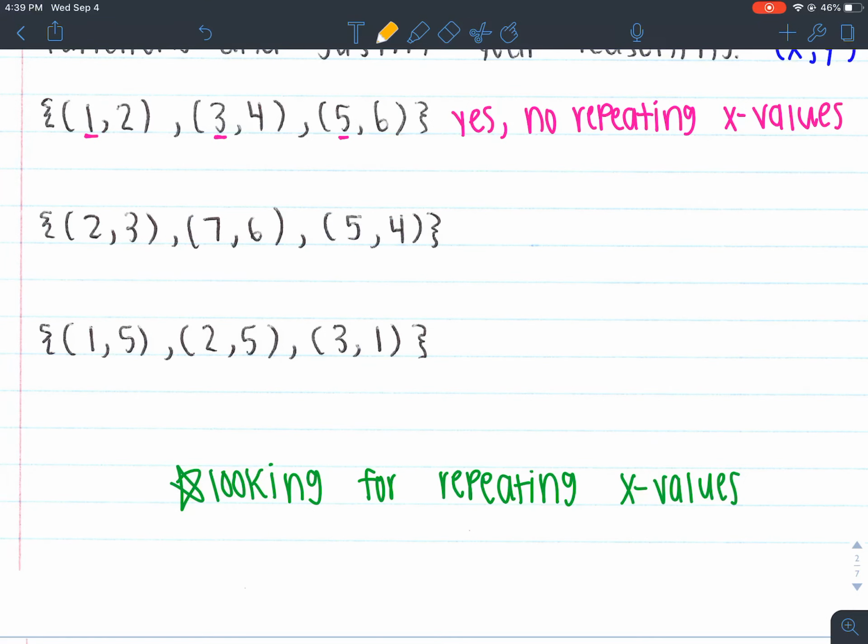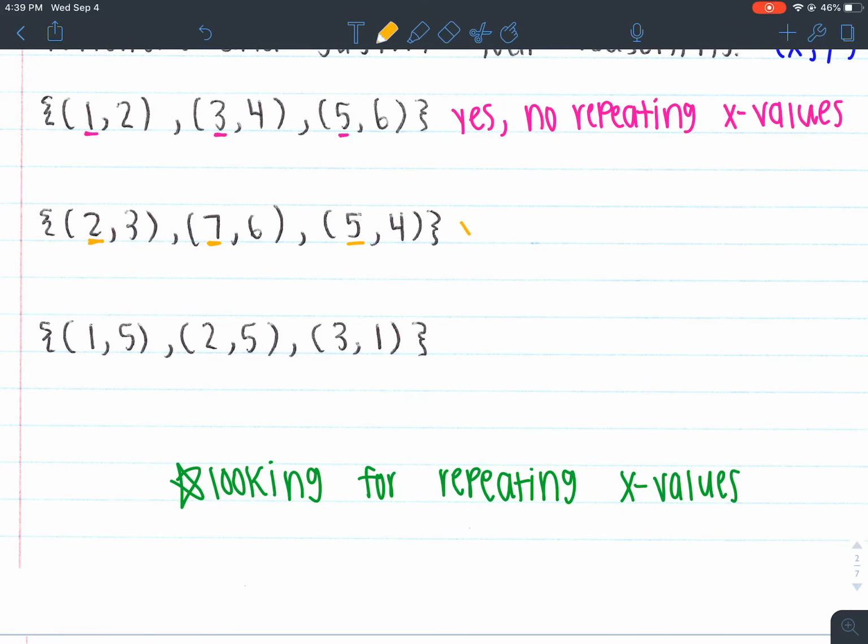All right, the next example, we have 2 as our x value, 7 as our x value, and 5 as our x value. None of these x values are the same. So this is a function because there are no repeating x values.